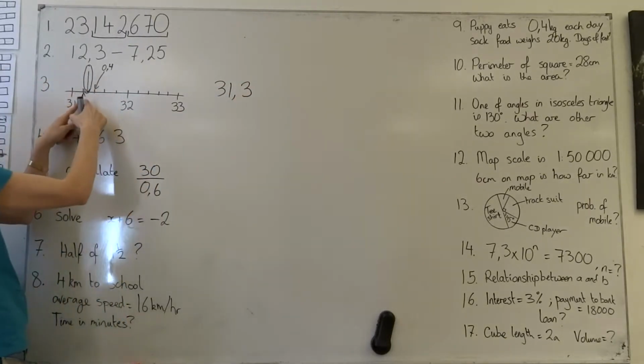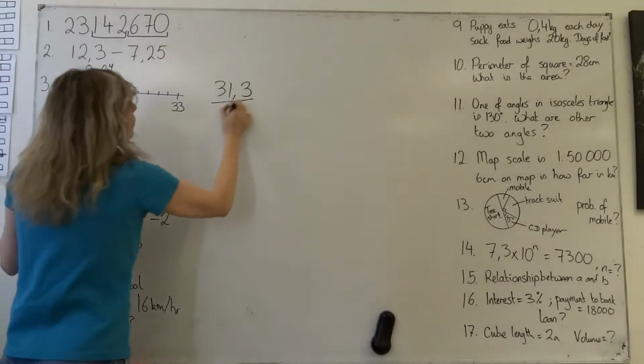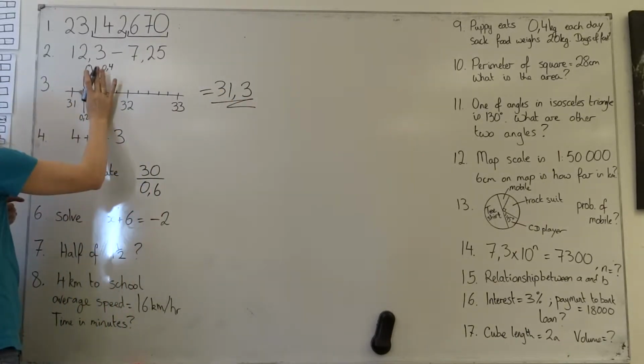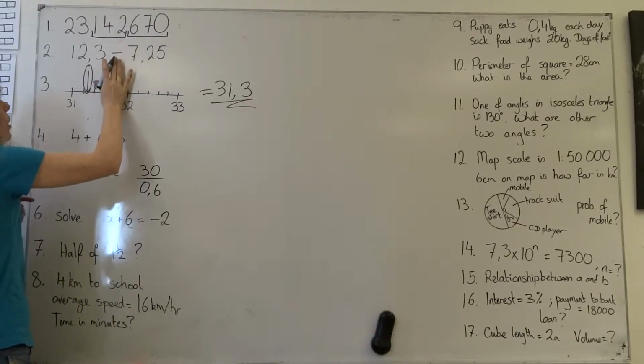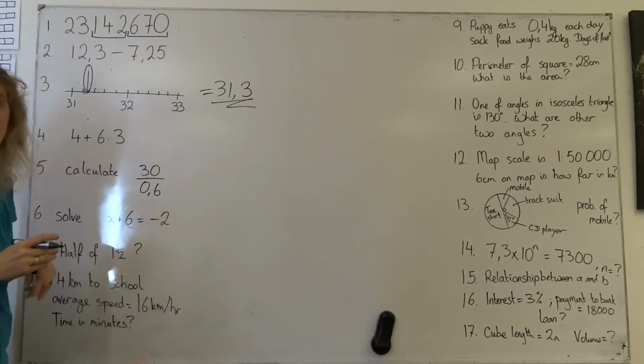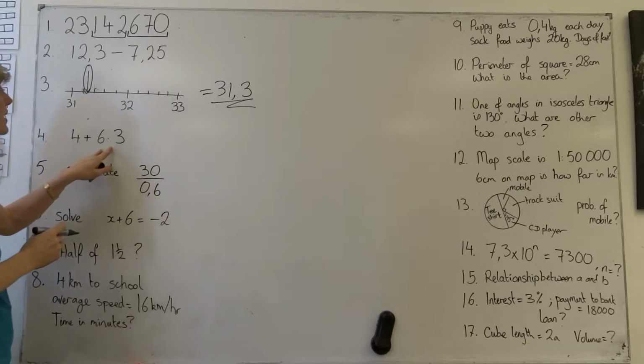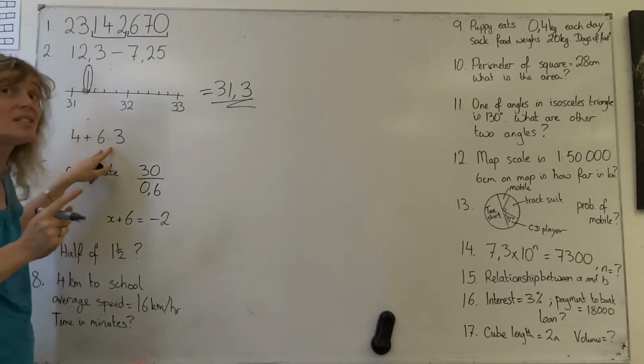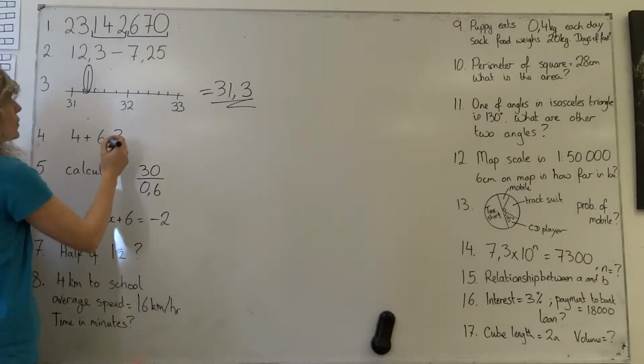31.3, halfway between 0.2 and 0.4. So on the number line, it was 31.3. Then they're asking you to add 4 plus 6 times 3 using the point that you use in Sweden.